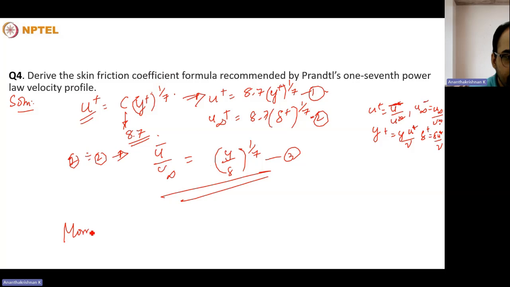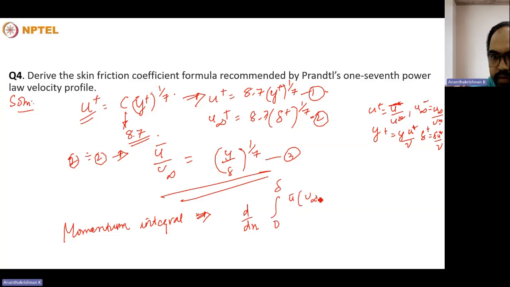Just like the previous forced convection case for laminar flow, we have to use the momentum integral equation, the base equation without the pressure gradient terms. That form will be d by dx of the integral of u bar by u infinity into one minus u bar by u infinity, dy, equal to the shear stress divided by rho u infinity squared. Here it is u bar instead of u because it's a turbulent flow; in the laminar flow, everything was u itself straight away.